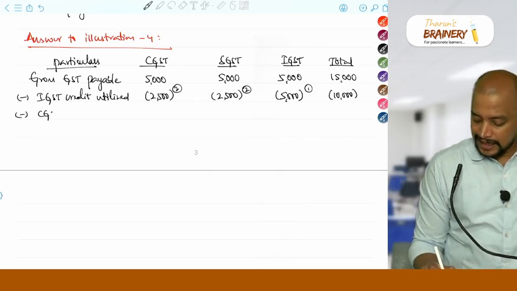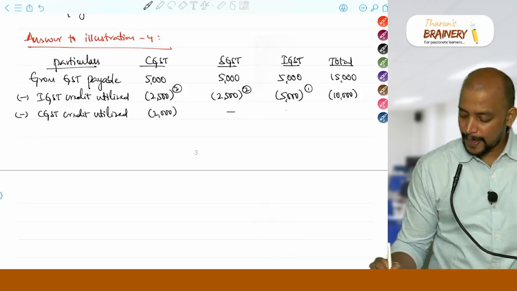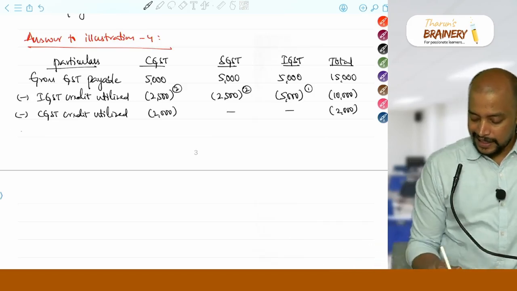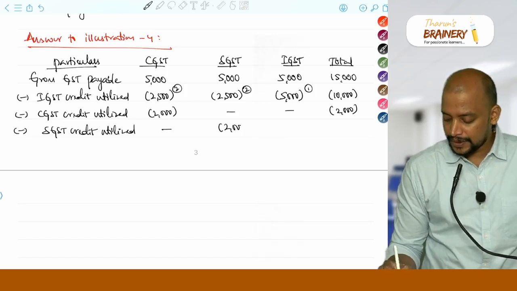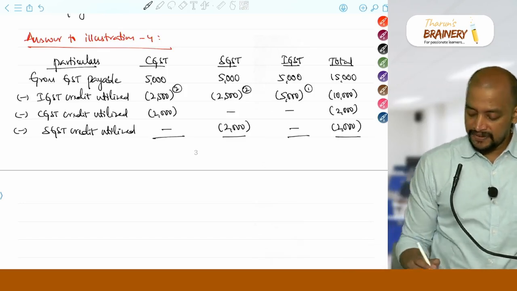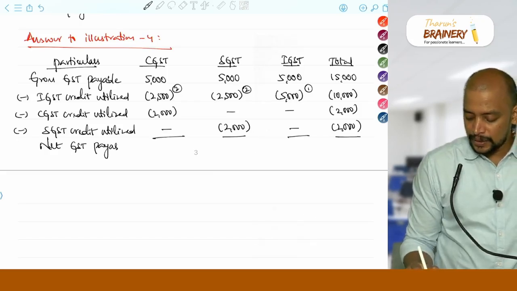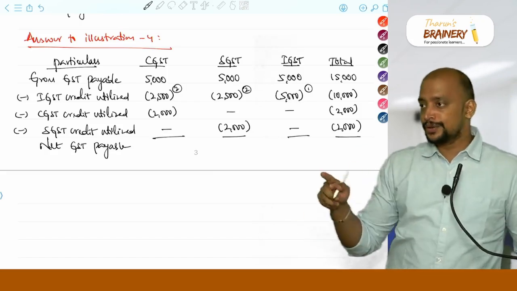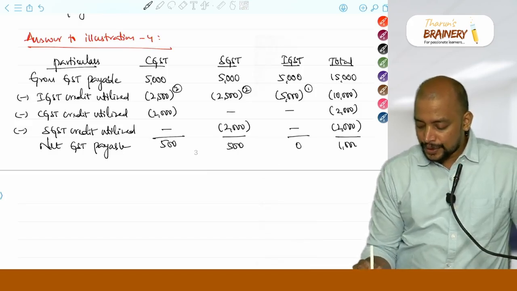then CGST credit utilized, how much? 2,000, then SGST credit utilized 2,000. So my net GST payable will be 500 and 500. Even you may get an answer as 0, 1,000, 0 or 1,000, 0, 0. Okay, 500, 500, 0. So the total will be 1,000.